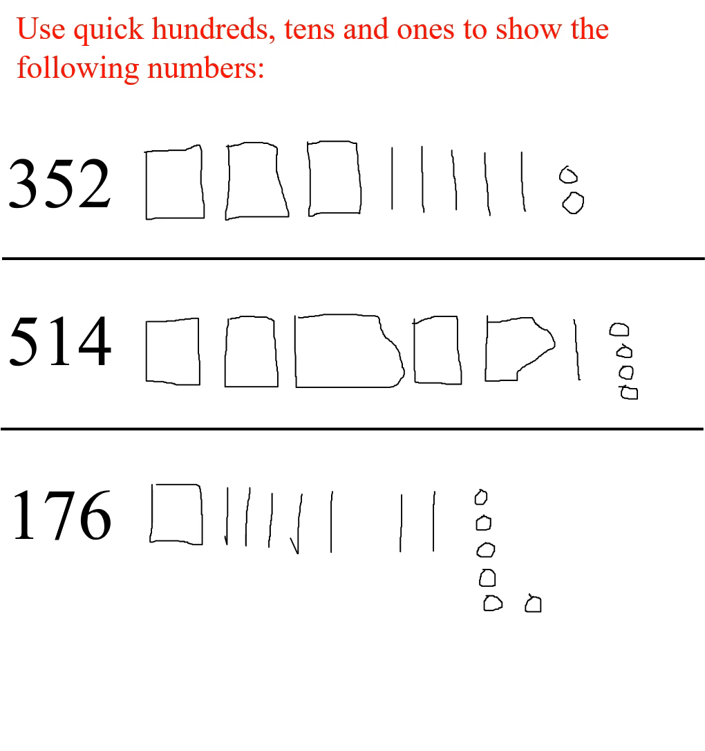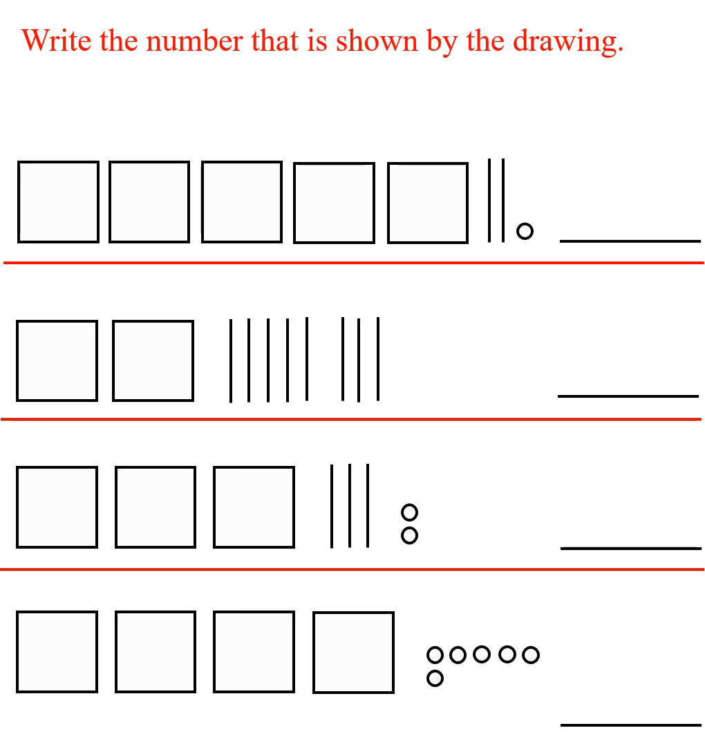So 100, 110, 120, 130, 140, 150, 160, 170, 171, 172, 173, 174, 175, 176. Now I can count this one even quicker knowing that I have those groups of 5. So 100, 150, 160, 170, 175, 176.